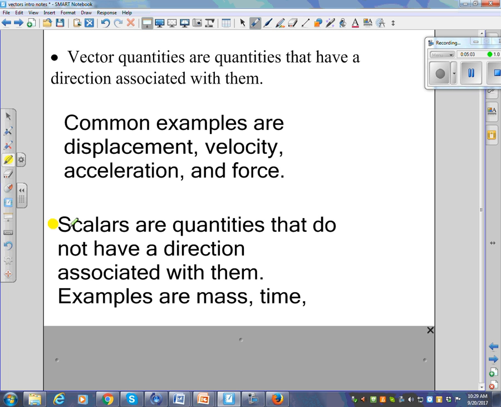scalars. Okay? And up to now, almost every quantity, everything that you measured, everything you talked about was a scalar. And so now we've expanded your horizons a little bit.